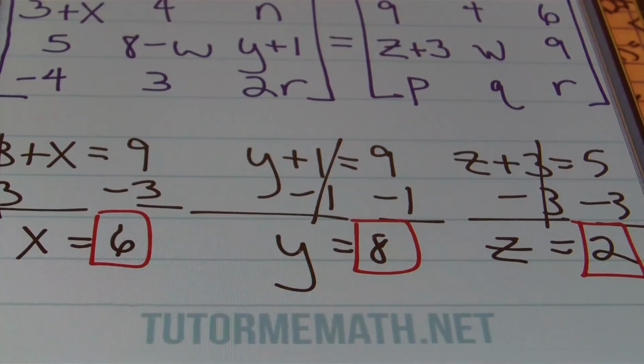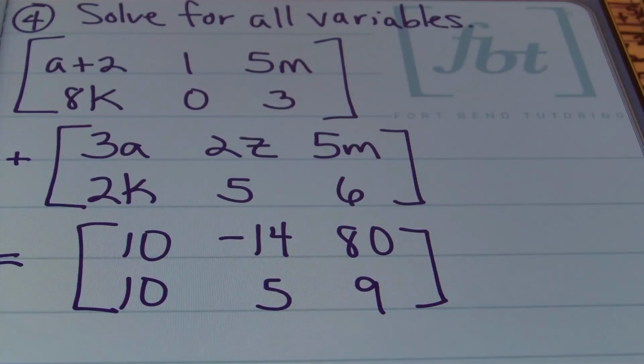Let's move on to problem number 4. All right, we have problem number 4. It says to solve for all the variables. Anytime it says solve for all variables and they don't even list the variables, like saying solve for x or solve for y, you know it's going to have a whole lot of variables. All right, scary stuff, right?